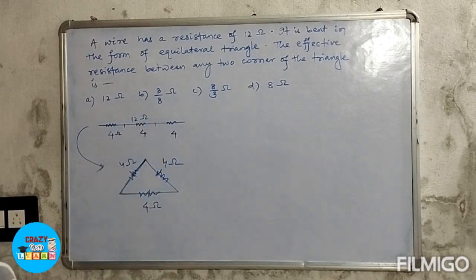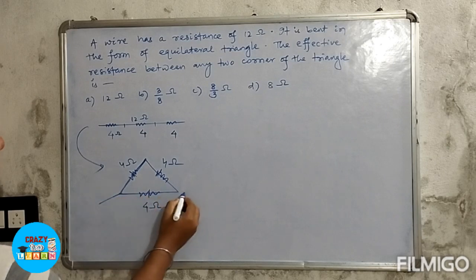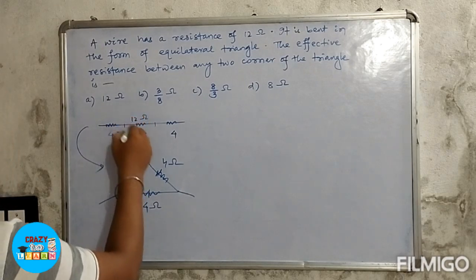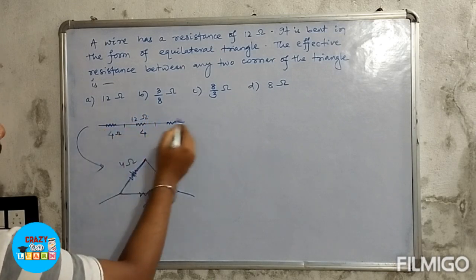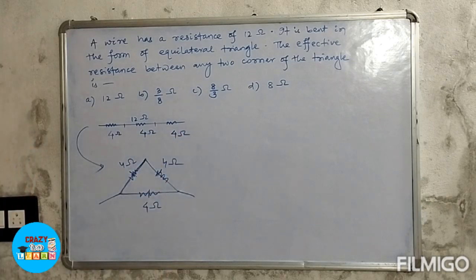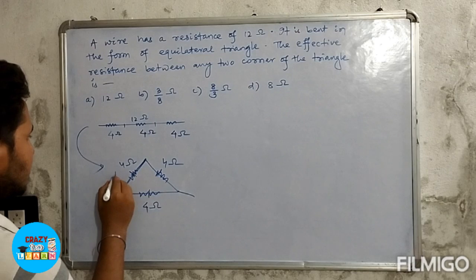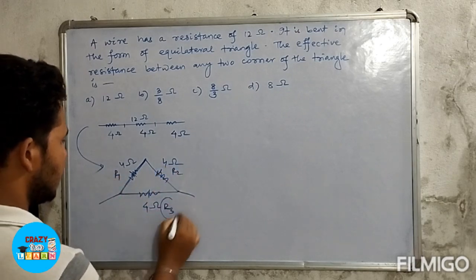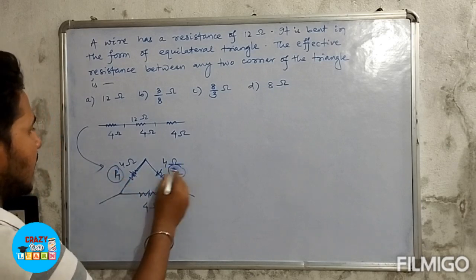Okay, and now it is asked to you to calculate the effective resistance between any two corners. So just this corner and this corner. What is the effective? That means the total resistance. The wire has the total resistance 12, and when it is divided into equal 3 parts, each part has the resistance 4 ohm. Let this resistance be R1, this R2, and this R3.